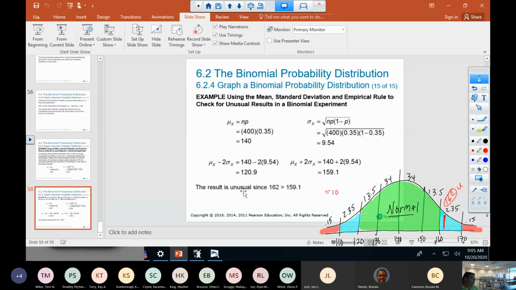And there it is. Now they got decimals because I didn't feel like doing decimals. So I just raised 9.54 up to 10. That's why they got 159.1 and I got 160. Is this a test question? Oh yeah, this is a test question. And that's 6.2, folks.